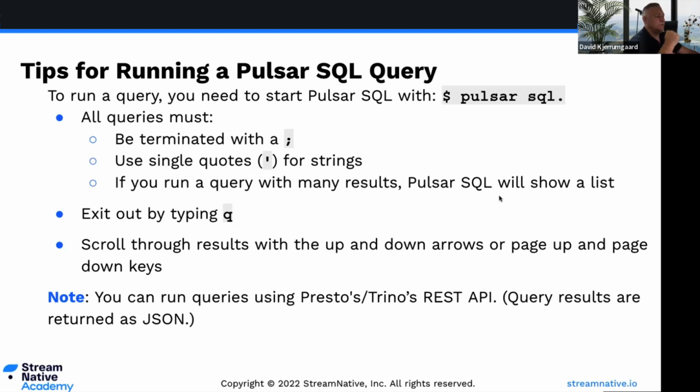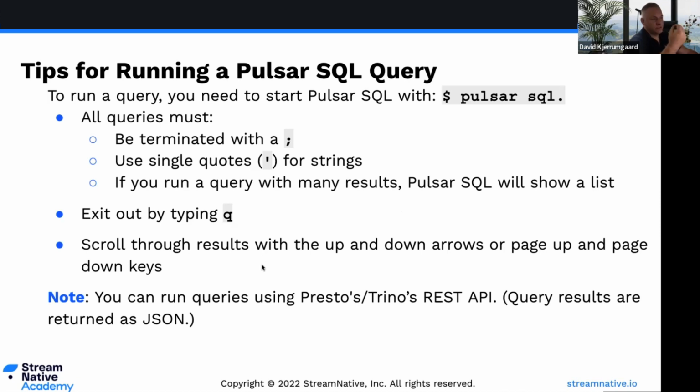And if you run a query with multiple results, Pulsar SQL will show a list and you have to page through it. It'll generate a list of like 20 or 30, and you have to page down to navigate through that list. They're all there, but it only shows a subset at a time. When you're finally done with all your SQL queries, you type Q to exit that session, and it'll terminate that query shell that you're using to query Pulsar.